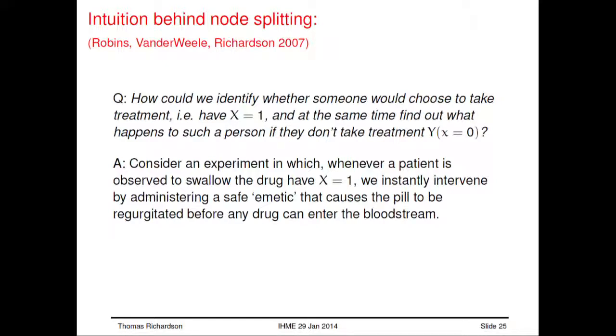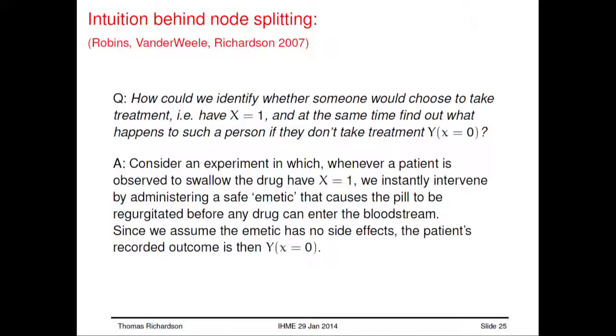Consider an experiment where whenever a patient is observed to swallow the drug, so we see that they have x equals 1, we instantly intervene and administer a safe emetic that causes the pill to be regurgitated before any drug can enter the bloodstream. Then we get to see that they swallowed the pill, so we know that definitely they're somebody that would choose to take treatment, but at the next second we intervene to prevent the drug from having any causal consequences. It's not that you would actually do this, but this is to describe it, and we're supposing the emetic has no side effects, so we then get to see subsequently what happens to the patient, and that's their y of x equals 0. Okay, so this is the intuition behind the step from here to here. It describes a sort of hypothetical intervention where I get to see x, and then I also get to see y of x equals 0.